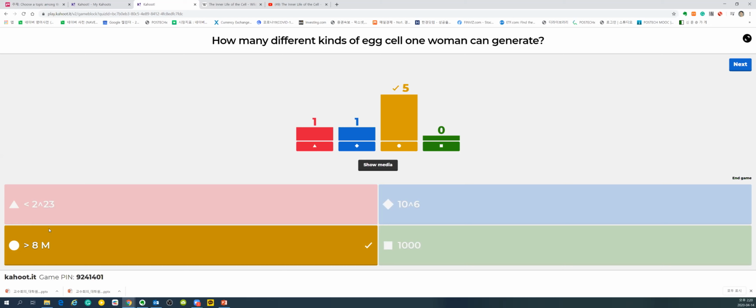Then how many different kinds of egg cells can Drosophila make? One Drosophila can generate how many different kinds of egg cell or sperm cell if there is no recombination?